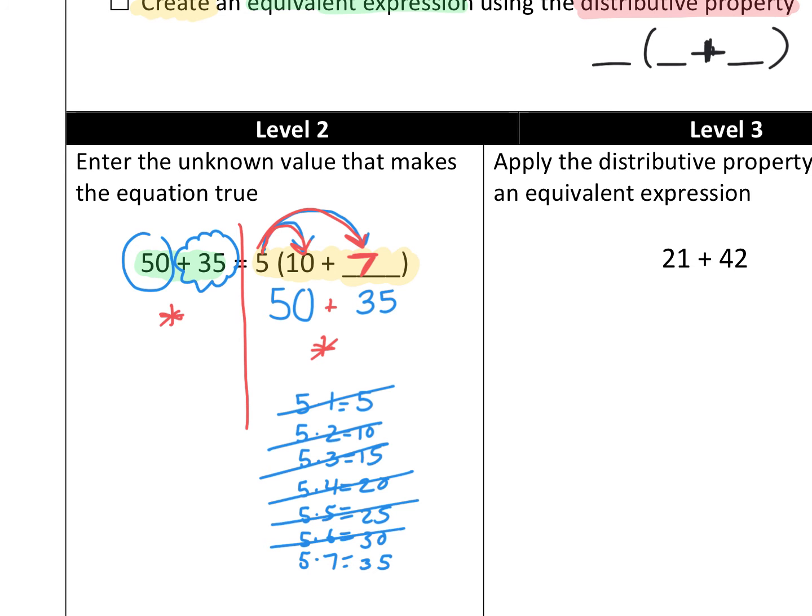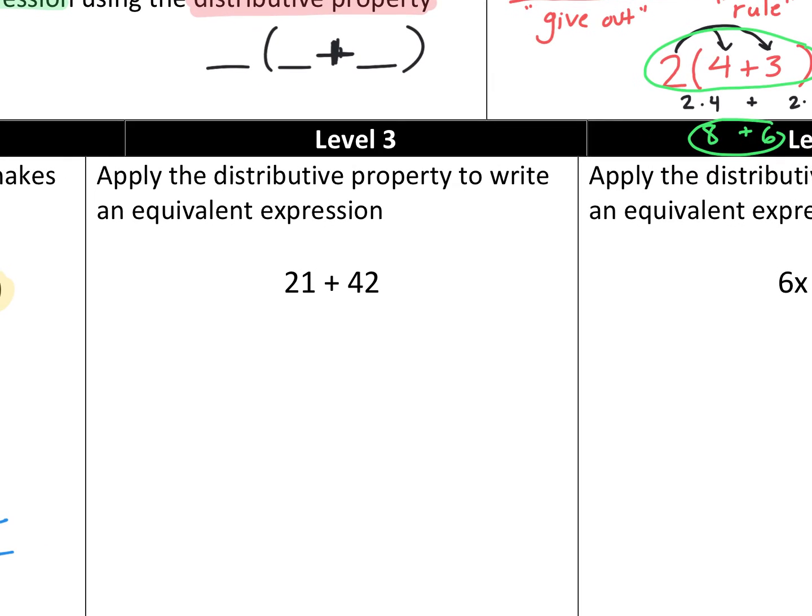Okay, let's go ahead and go on to level 3. So this one says apply what? The distributive property to write equivalent expressions. Make sure you highlight those two different things, okay? So I know distributive property right away. It says that I'm going to have to apply it. So I go ahead and just draw my distributive property.